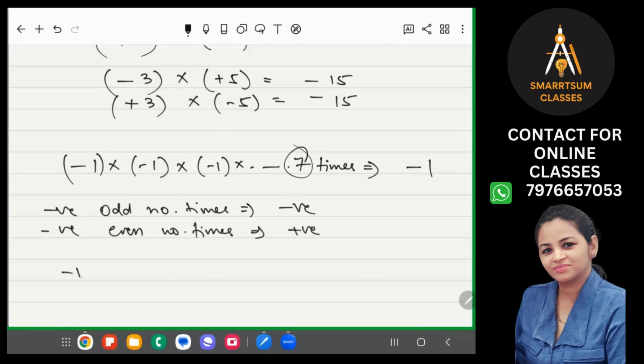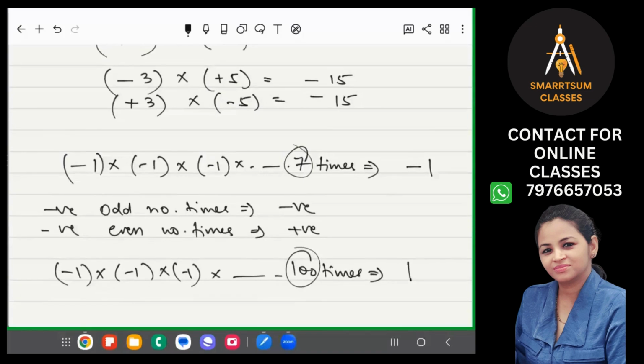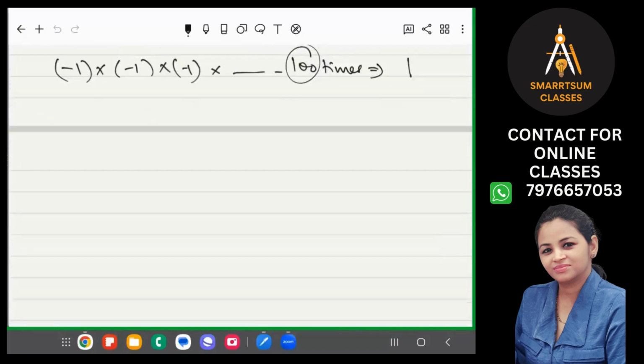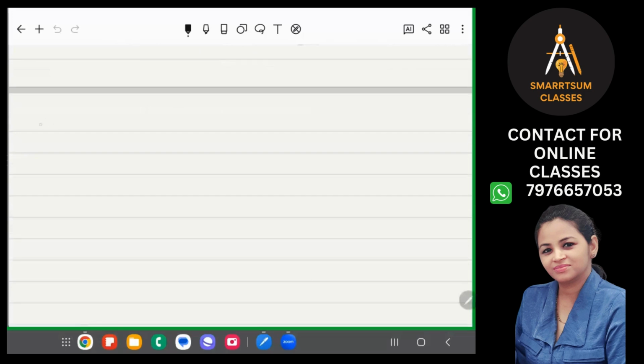For example, if you are multiplying -1 100 times, then what will be the result? It will be 1. Why? Why 1? Because 100 is an even number. So if you are multiplying negative numbers, and the number of negative signs is even, your result will be positive. Everybody getting that? Okay. So these things we have to use similarly when you are dividing.